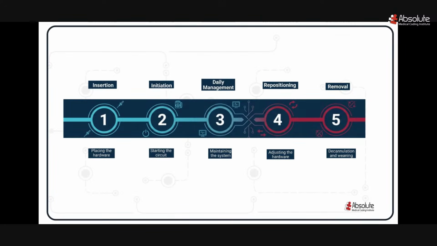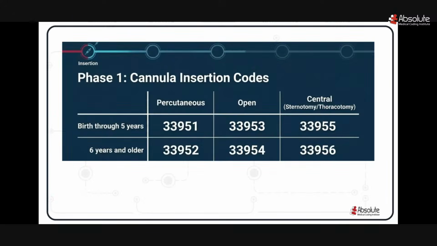Finally, we have the removal, or decannulation, or weaning. This is the final phase when the ECMO is no longer required, and the weaning from the ECMO support happens here. It also includes removal of the cannulas, the closure, management of the access site, etc. So these are the 5 steps in ECMO. And next, we are going to look into the CPT codes for each of these 5 sections and also the guidelines associated with them.